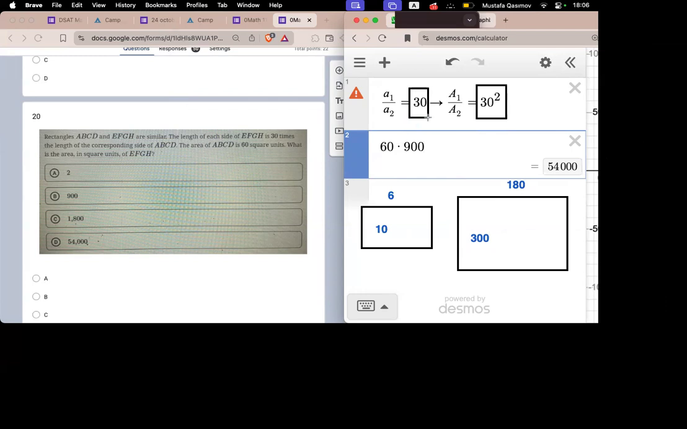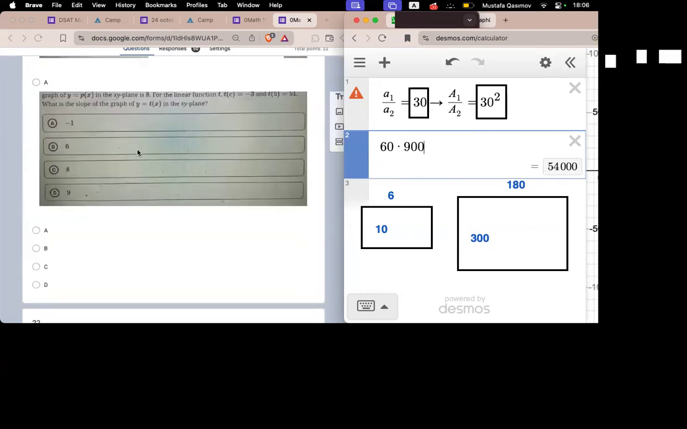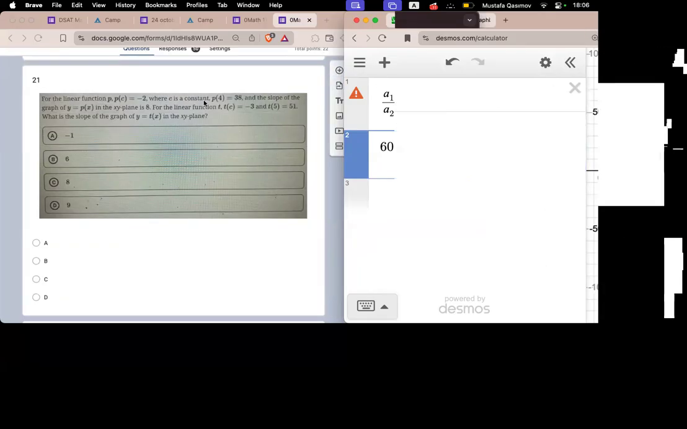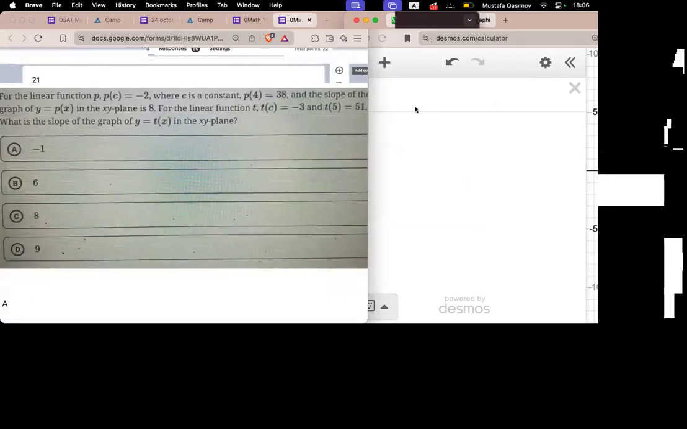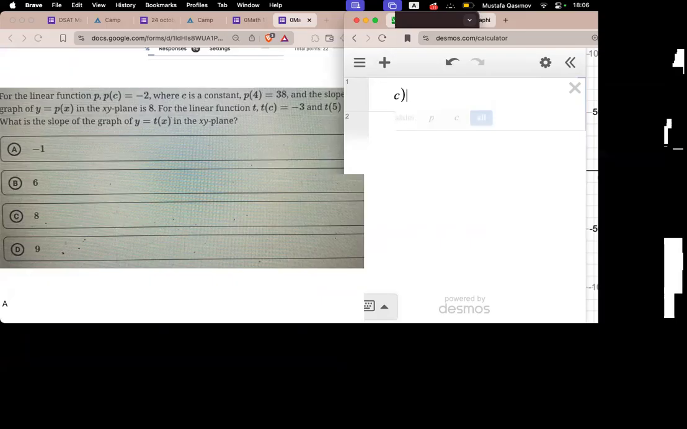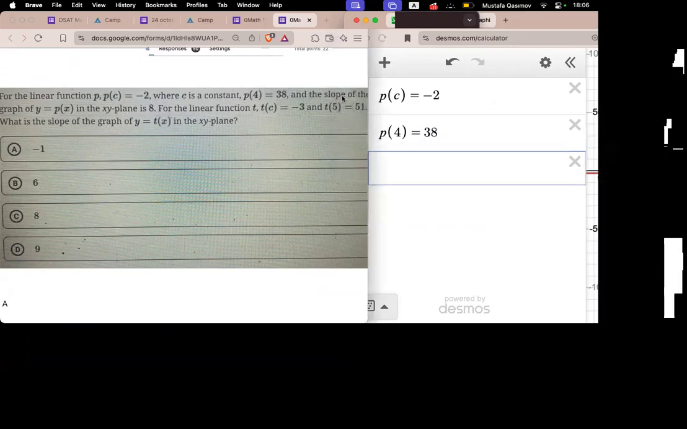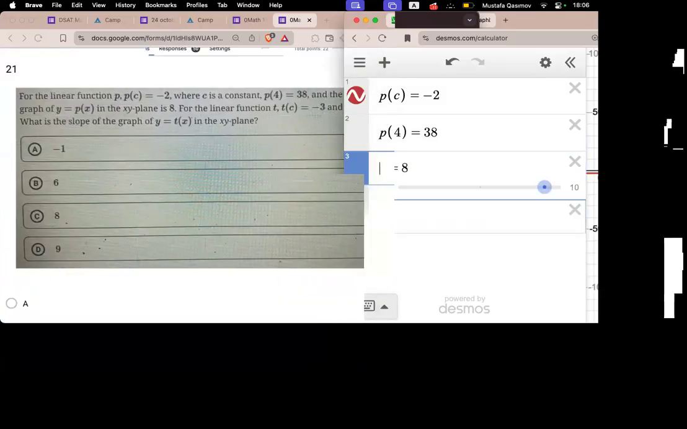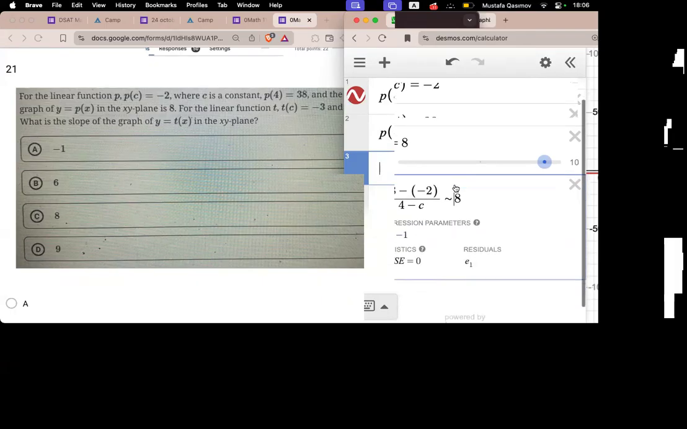Okay. For 21, we must find the slope twice, that is all. First, it says that P of C is equal to -2. Let's write it here. We have P of 4 is equal to 38, and it says that the slope of the graph is equal to 8. So K is equal to 8. It will be like that: 38 minus -2 over 4 minus C is equal to 8. Then let's find C, it is -1.